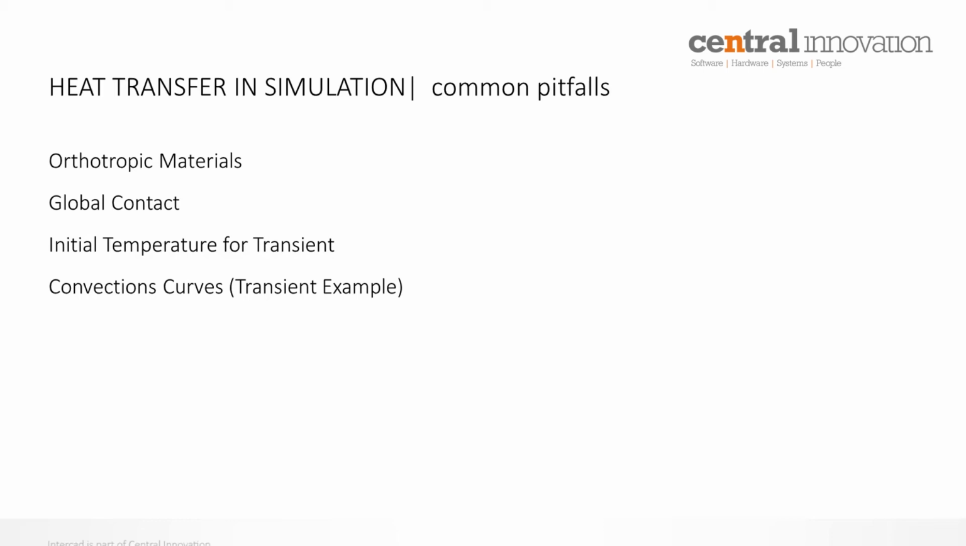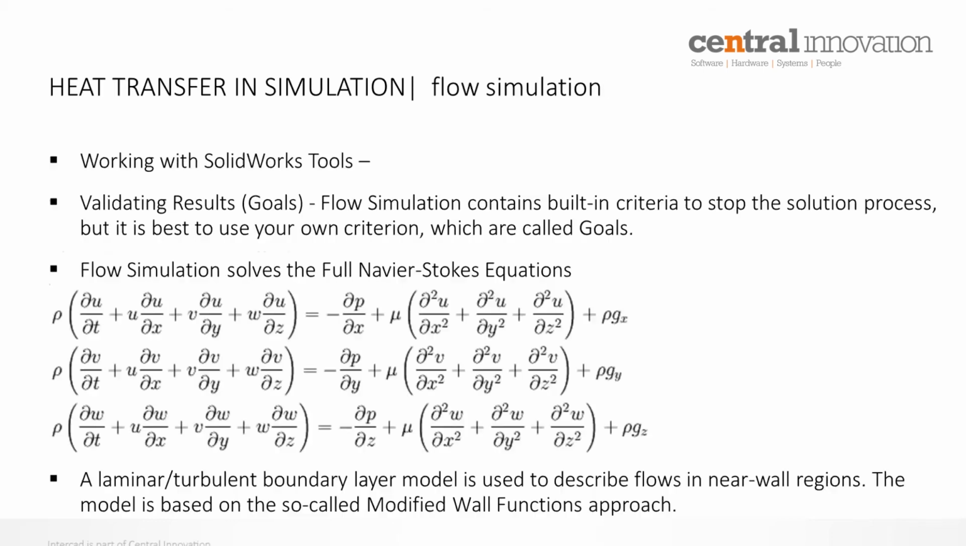Initial temperatures for transient studies. If this is not set correctly or set to faces, if you only had faces set at one value and the rest was set at 0 Kelvin, it might take a really long time for the solids to heat up and produce really wild controls. And convection curves and transient studies can be difficult to understand.